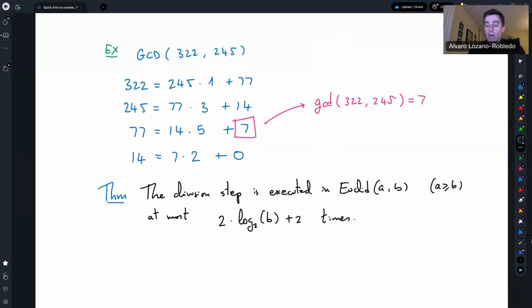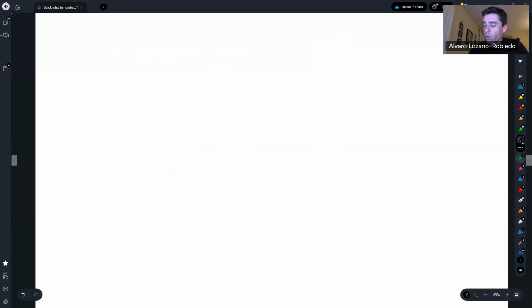Okay. Now, one more thing we can do with Euclid's algorithm is solve Bezout's identity. So why are we interested in this? It will become clear when we talk about congruences, and in particular when we talk about multiplicative inverses of congruences. But for now, let me show you what that means.